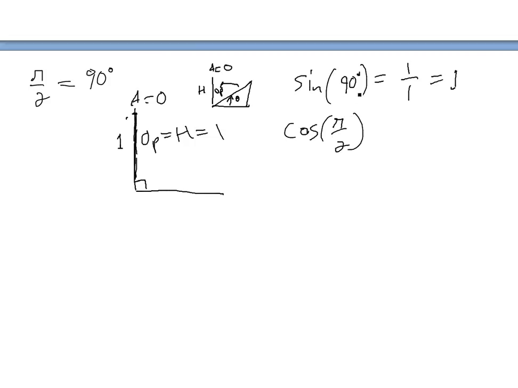Cosine of pi over 2. Using interchangeables just so you know it means the same thing. In the calculator you would have to put on the degree mode or radian mode to get the right answer. So adjacent is 0, this is 1, this hypotenuse is 0.